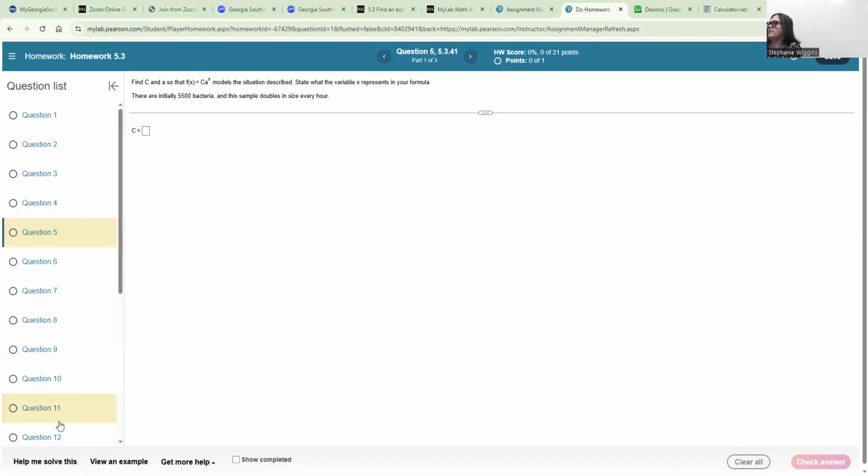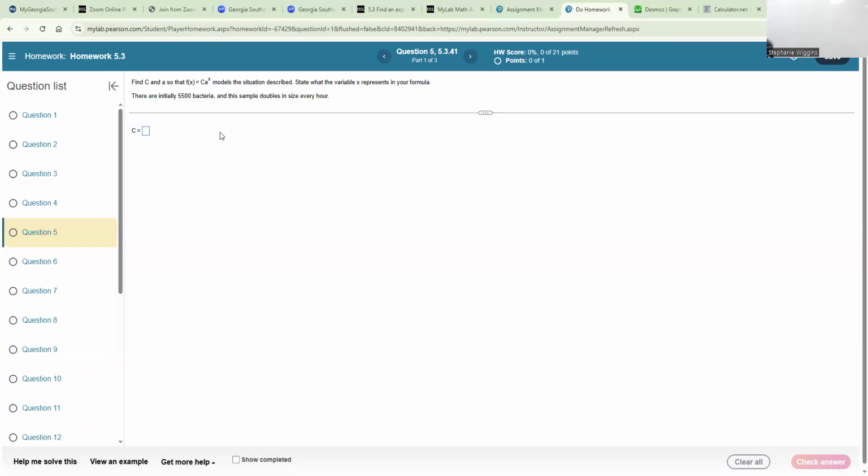And here we are on question 5. It says, find C and A so that f of x equals c a to the x, that's an exponential function, models the situation described. State what the variable x represents in your formula. There are initially 5,500 bacteria, and this sample doubles in size every hour.